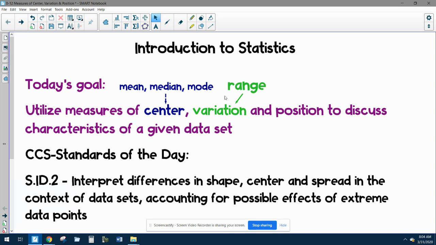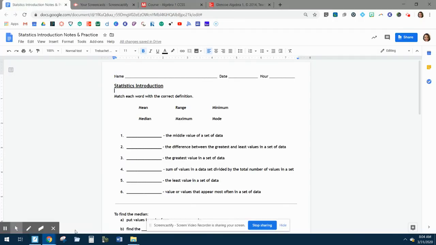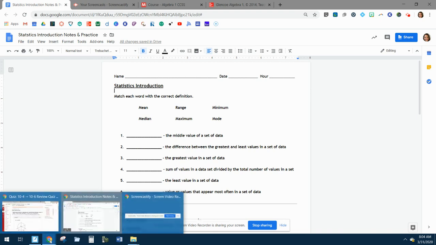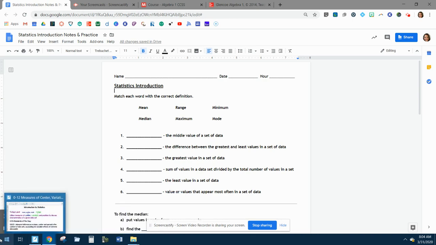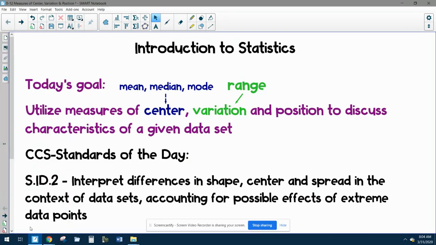So we're going to go through some notes together, and I created a PDF of these notes or a Google Doc of these notes. So if you have not yet created a copy of this Google Doc, Statistics Introduction Notes and Practice, there's a link on the Canvas page for you to do that. So you should go back and make sure that you have those notes. We're going to go through these questions together, and then the last couple will be for your practice, okay? So pause the video here, go grab that worksheet, and then come back and we will get started.